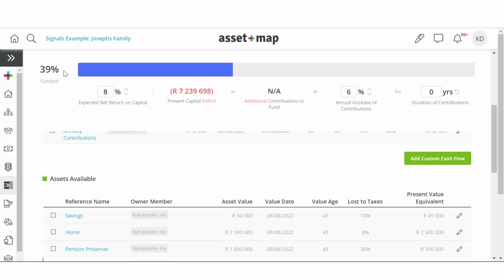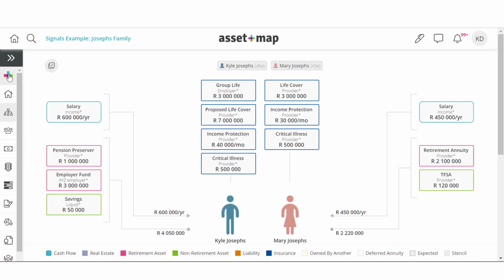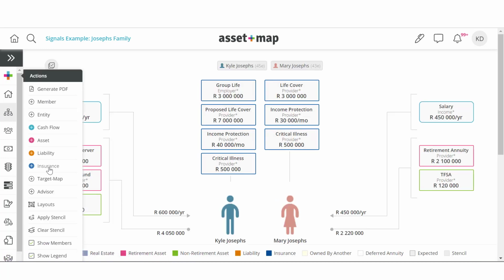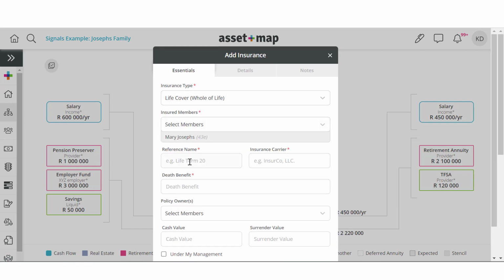Again, we're 39% funded and there's a shortfall of about 7.2 million. This is where we'd work through different options with Mary around what we could do differently. But let's say we go ahead and propose additional life cover for Mary as well. I'm going to create that much the same way. So propose life cover. And let's say it's 7 million in Mary's case.